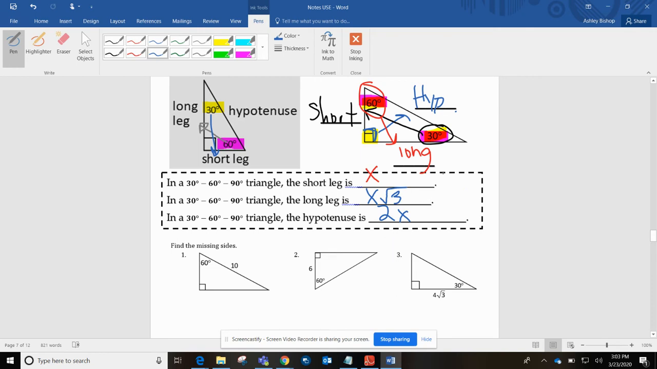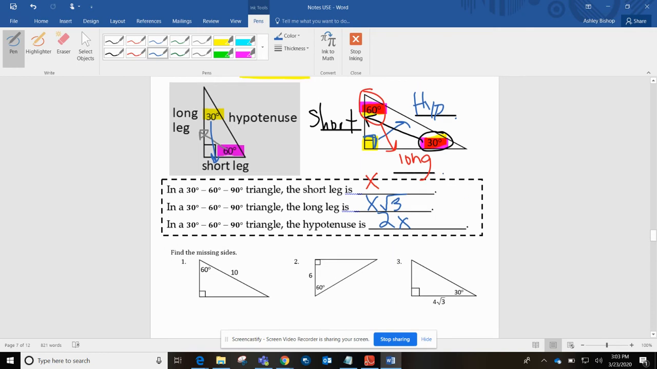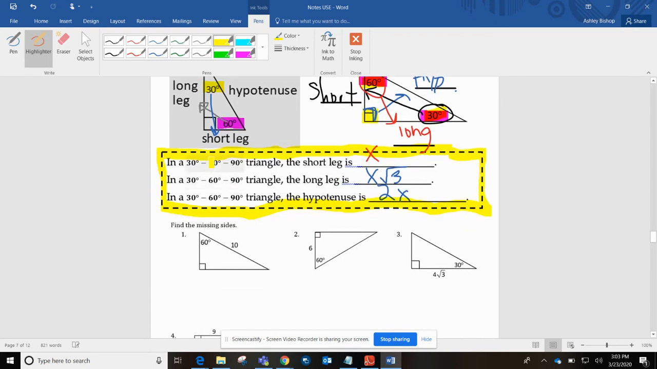So this part right here is extremely, extremely important. We want to know that your short leg is X, your long leg is X root 3, and your hypotenuse is 2X. This information in this box right here is something I would give you on your test when we get back. So you would have this information in this box, and same thing with your 45, 45, 90-degree triangles. So all of this information right here would be something I give to you. As long as you can remember what to do with this, you don't need to actually memorize what those are.